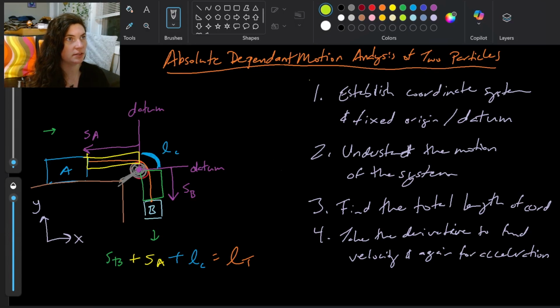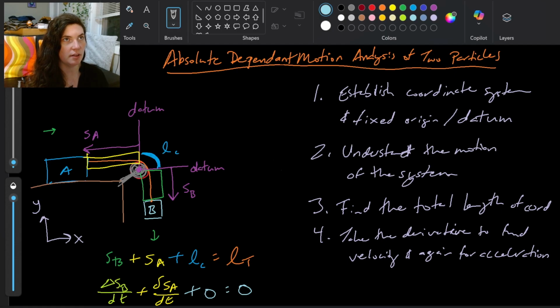So my SB, the change in SB over time, plus my change in SA over time, plus my length over the pulley is constant, that's 0. My total length is constant, that's 0. So it gives me this relationship between the changing positions of A and B as they're related to each other.